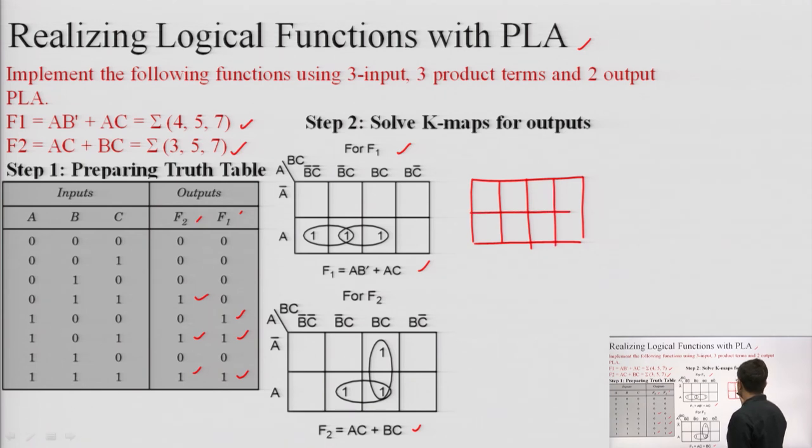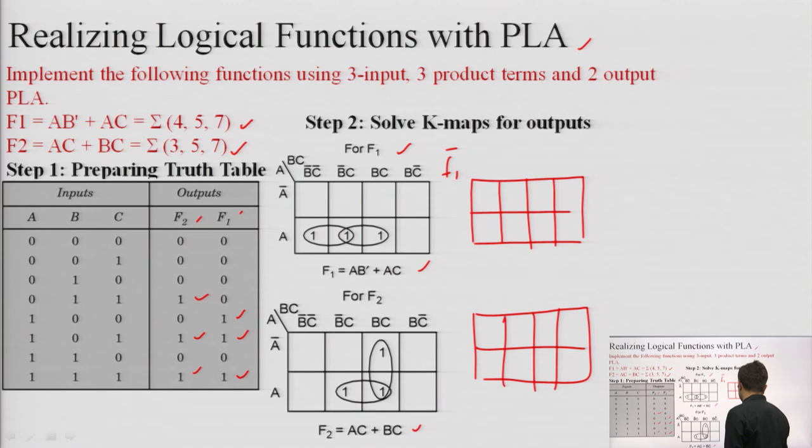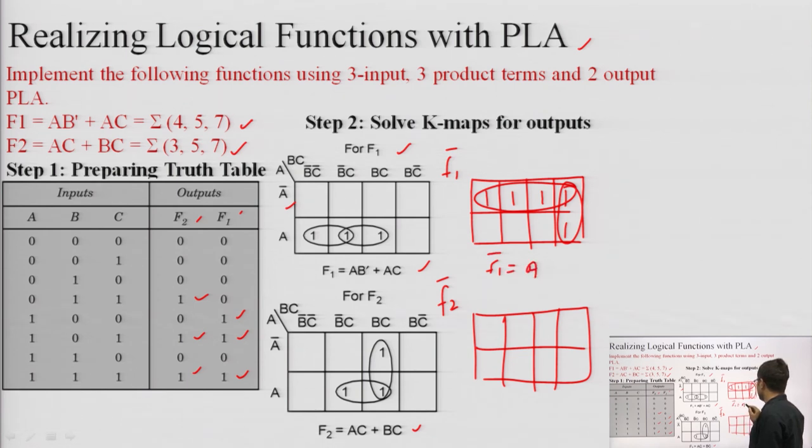So, this I am solving for F1 bar. Similarly, I will be solving for F2 bar as well. Then F1 bar will be having 1s here, which will result in this. So, the output will be equivalent to A bar plus B C bar. So, F1 complement will be equal to A bar plus B C complement.